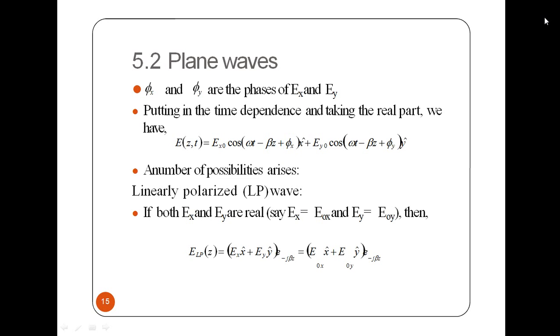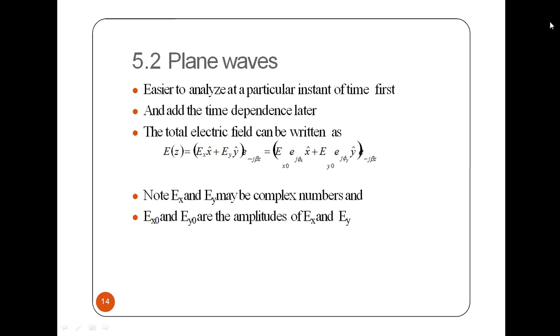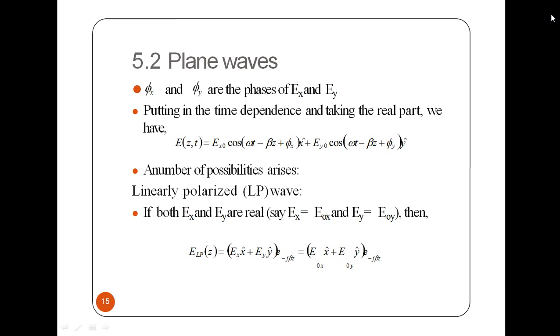Now as we know, a plane wave is easier to analyze at a particular instant of time, first, and add the time dependence later. The total electric field can be written as shown here. Note Ex and Ey may be complex numbers, and Ex0 and Ey0 are the amplitudes of Ex and Ey. Phi x and phi y are the phases of Ex and Ey. Putting in the time dependence and taking the real part, we can rewrite E(z,t) as Ex0 cos(omega t minus beta z plus phi x) for x, and Ey0 cos(omega t minus beta z plus phi y) for y. A number of possibilities arise.